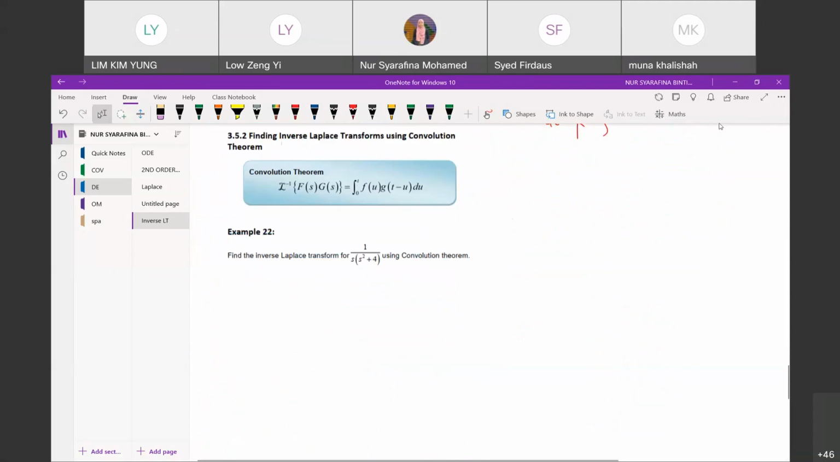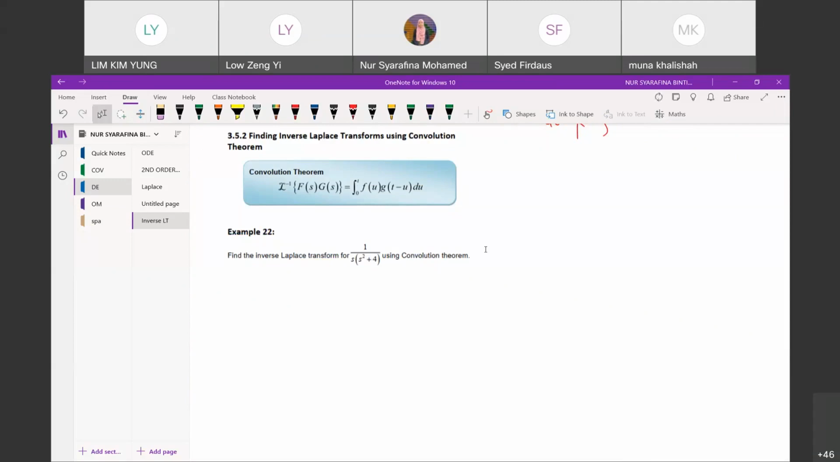Okay, now let's proceed. So here, we are still doing the inverse transform. Now we want to find the inverse transform by using the convolution theorem.